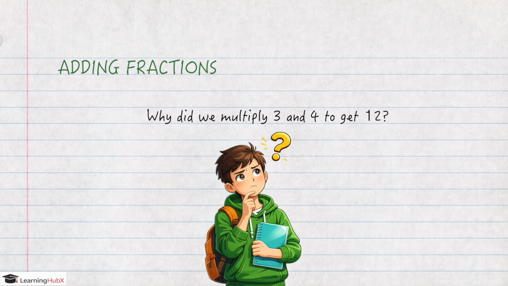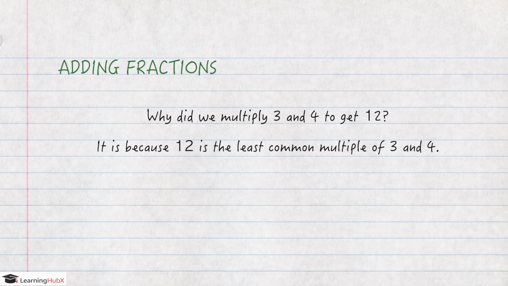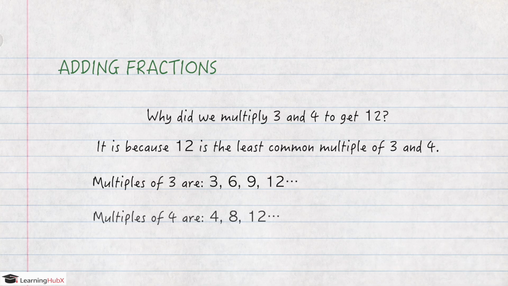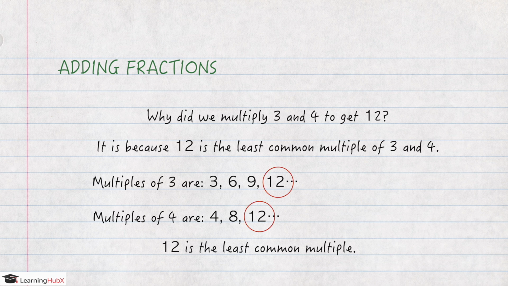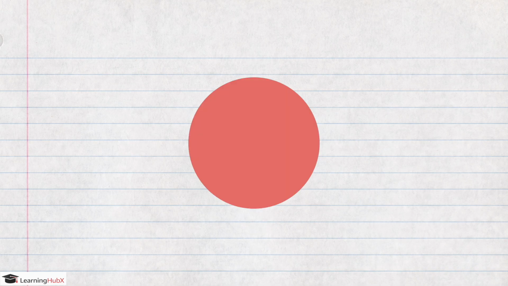Why did we multiply 3 and 4 to get 12? Good question. It is because 12 is the least common multiple of 3 and 4. Let's look at their multiples. Multiples of 3 are 3, 6, 9, 12. Multiples of 4 are 4, 8, 12. The first number that appears in both lists is 12, so 12 is the least common multiple.